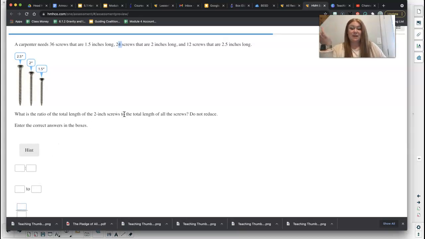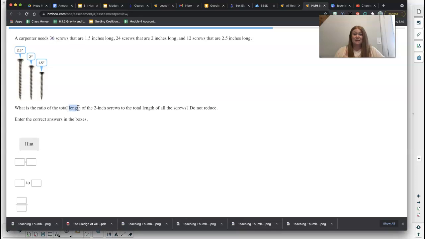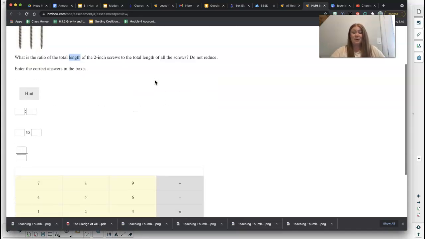Now the second one asks us to compare it to the total of all of the screws. That means we need to do 36 times 1.5, because we have 36 of these 1.5 screws. We have 24 of these 2 inch screws, and we have 12 of these 2.5 screws, and then we need to put those all together, and that will give us our total length. We're writing our ratio 3 different ways. That's right, we're comparing the length: the ratio of the length of the 2 inch screws to the length of all of the screws. Let's go ahead and complete that one and come back when you are ready to do the next one.